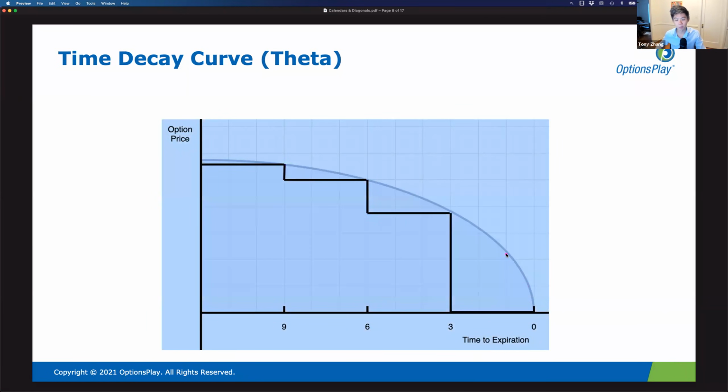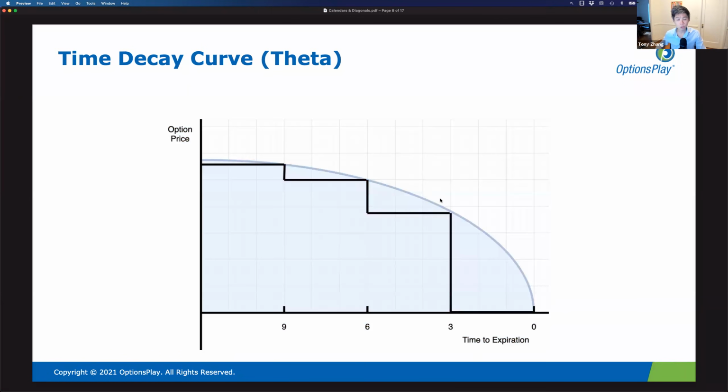The faster, the better. Now, that's why when you're buying, we always say that you want to buy somewhere up here, because that'll reduce the amount of time decay. And when you're selling, you want to sell something down here, because that increases that time decay for every day that you hold on to it.